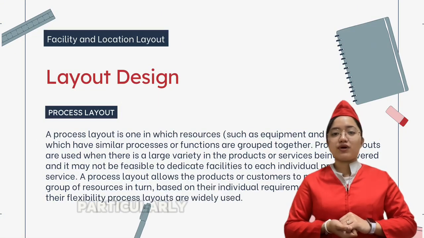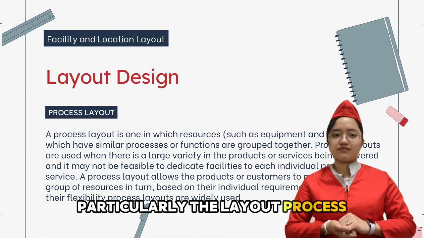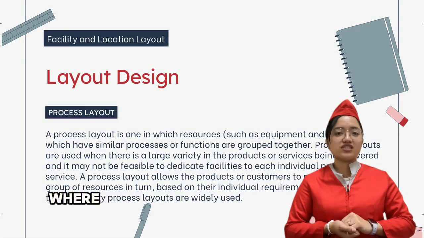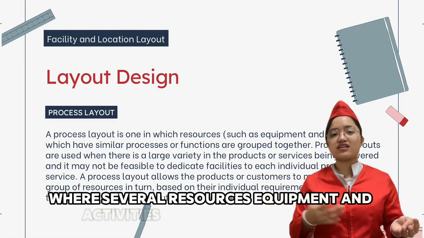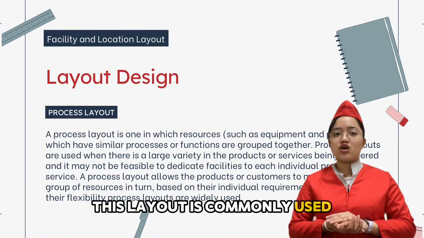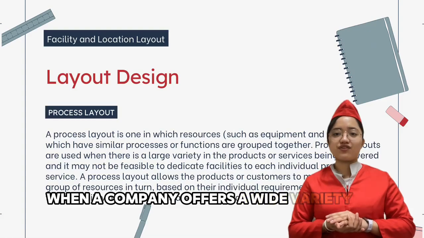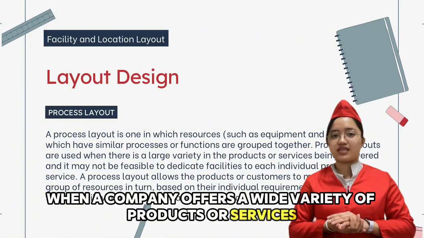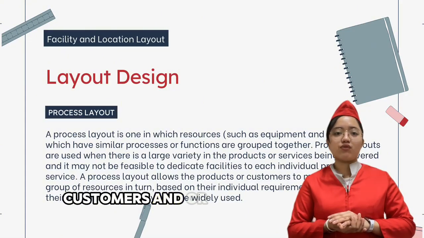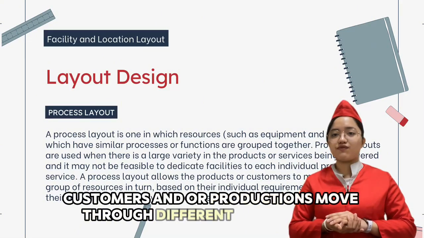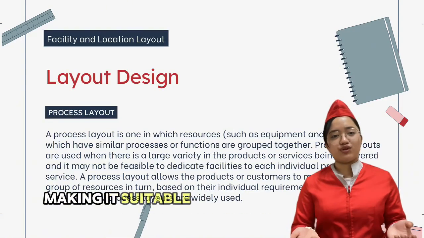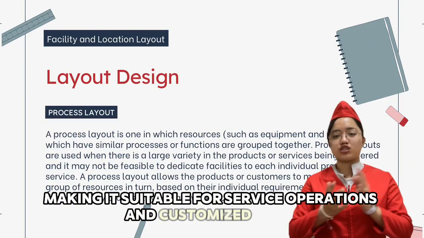Layout design, particularly the process layout. A process layout is a type of facility arrangement where similar resources, equipment, and activities are grouped together. This layout is commonly used when a company offers a wide variety of products or services. Since it provides flexibility, customers or products move through different departments depending on their specific needs, making it suitable for service operations and customized work.